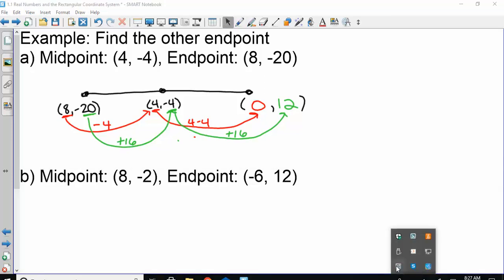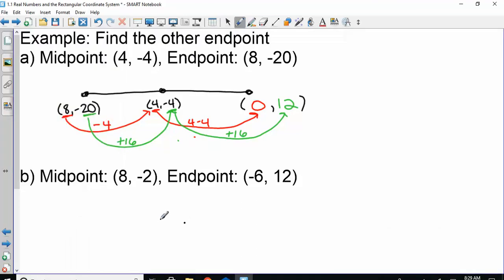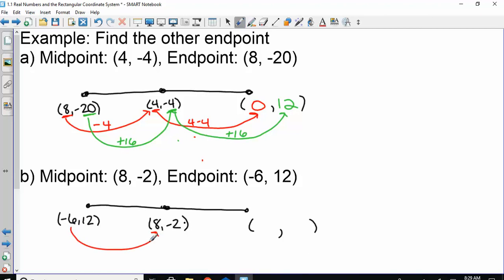So you guys tried this one. The middle point goes in the middle. That makes sense. Make sure when you set up your picture, you put the right one on the end. So this is negative 6, 12. The middle is 8, negative 2. And we want to find this end. If you start at negative 6, what do you do to negative 6 to get 8? Add 14. So we have to do it again. So 8 plus 14, 22.